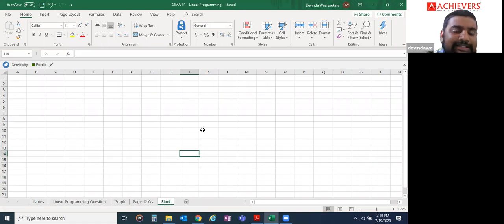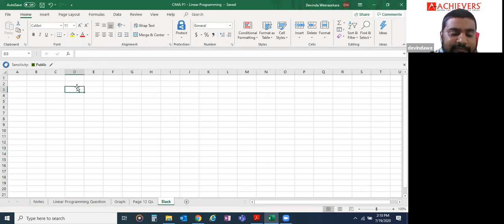What do you mean by slack, guys? Yeah, what do you mean by slack? So basically, in simple terms, slack is the part of a resource that is underutilized, right? The underutilized part of a resource is called the slack.